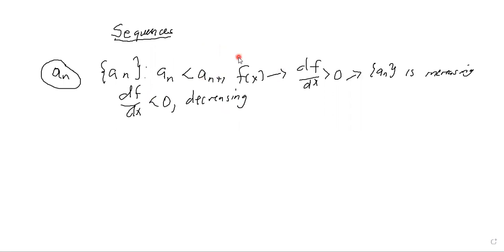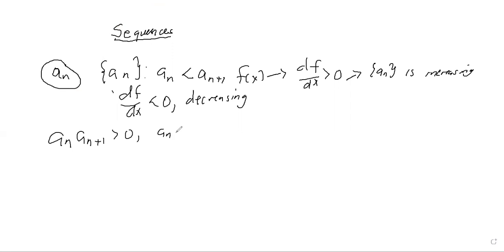Then what else do we need to know? We need to know if a sequence is alternating or not. And how do you know if it's alternating? Well, if you pick two terms, the term a_n multiplied by the next term, if I get a positive number, then it's not alternating.